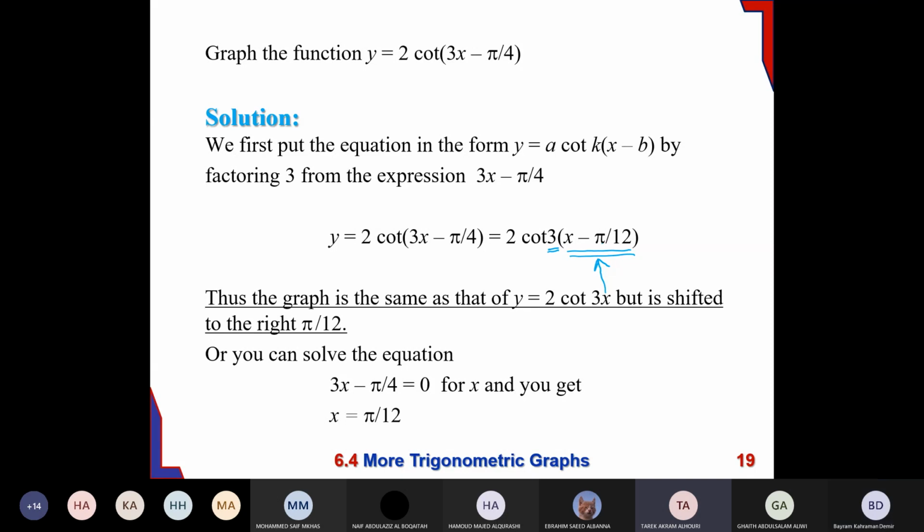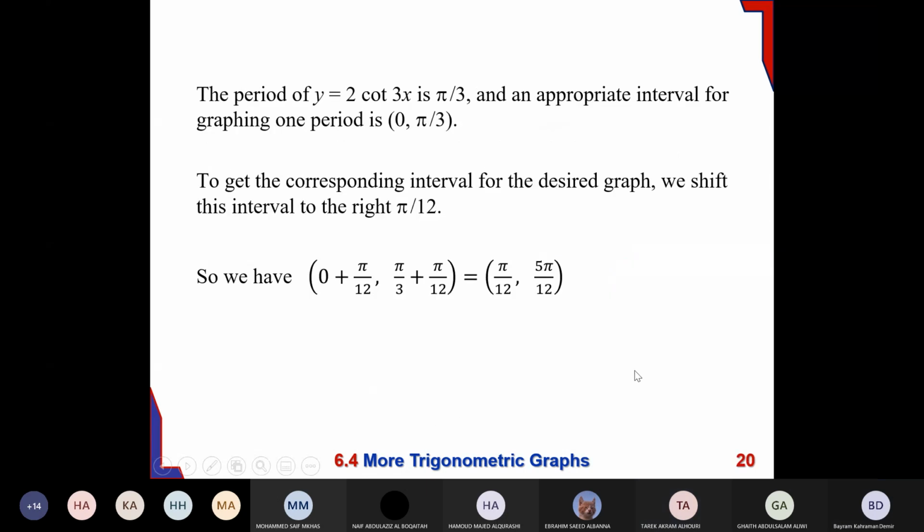So we take 3 as a common factor to see the phase shift. Very good.